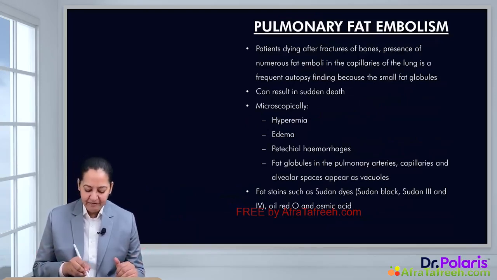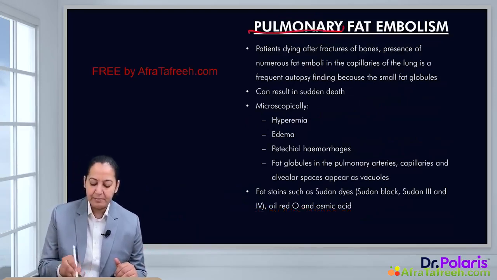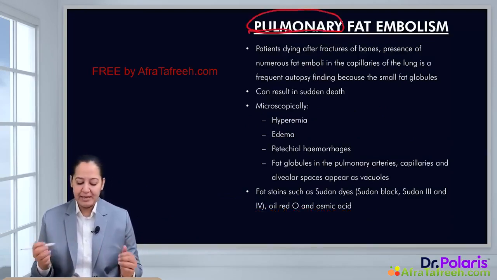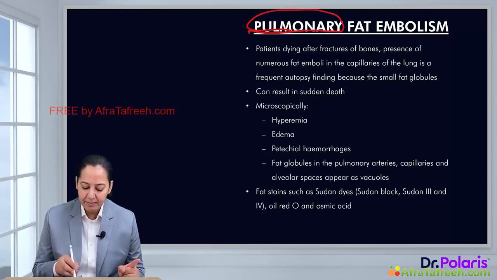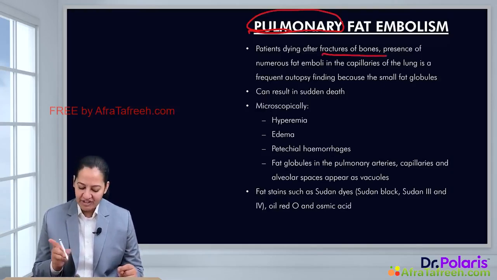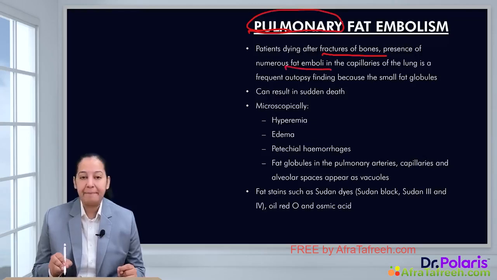Now coming to the second fat embolism, which is pulmonary fat embolism. The pulmonary fat embolism is the venous embolism. It is seen in patients dying after the fracture of a bone. If the bones get fractured, numerous fat emboli will come.